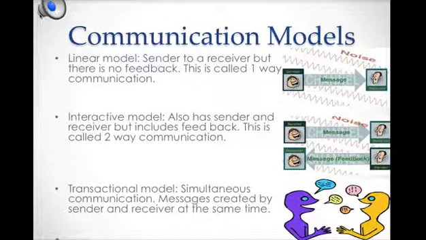Next is the interactive model. Just like the linear, there is a sender and a receiver for this message, but this time, the receiver includes their feedback to the message. This is two-way communication. The last, transactional model. This is simultaneous communication. Messages are being created by both receiver and sender at the same time.